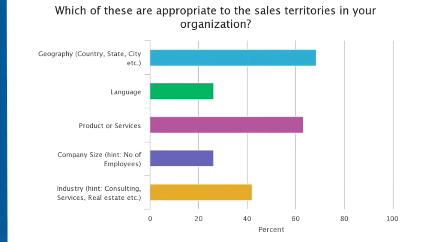I ran a poll a few weeks ago to see how our customers are actually organizing their sales territories. Most of the customers organize territories by geography, products or services, or the industries that they cater to. And some companies have language-specific territories. For example, Zoho has its own offices in China and Japan, and we have our own local sales. That is a pure language-specific territory.